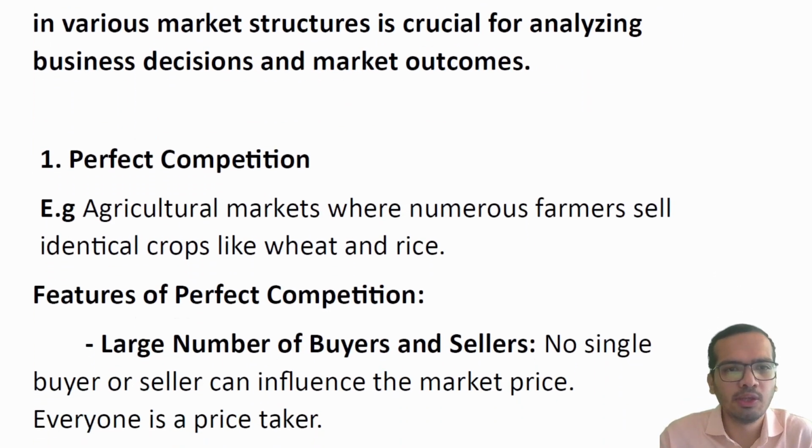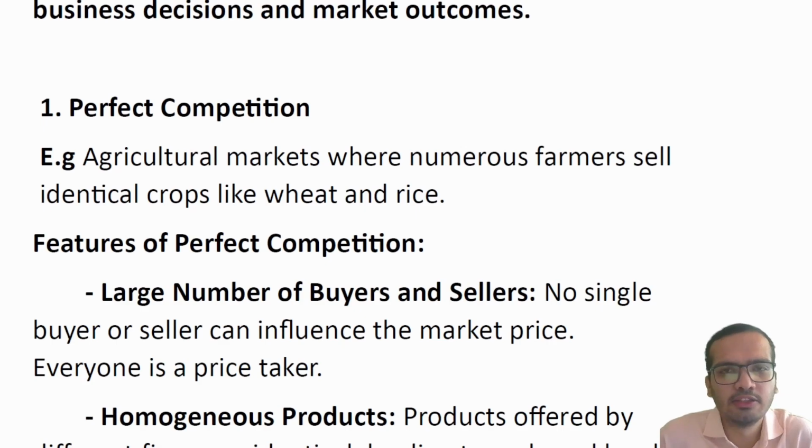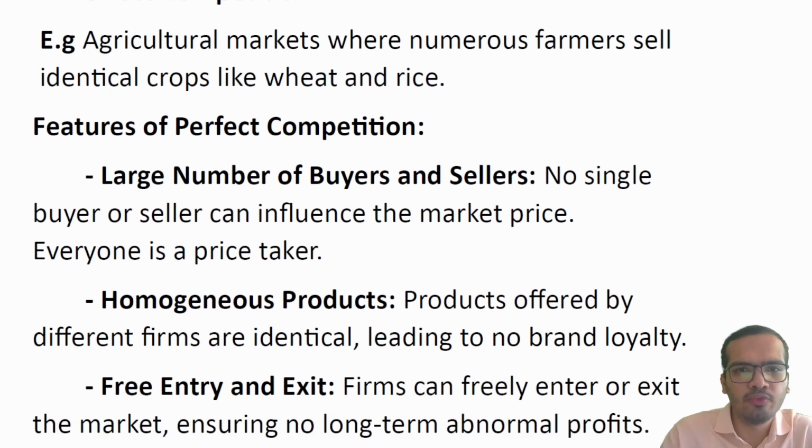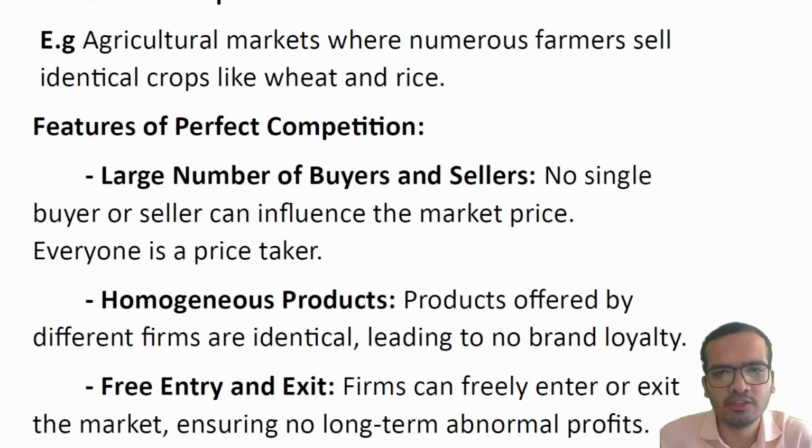So first comes perfect competition. An example could be the agriculture market, where numerous farmers sell identical crops like wheat or rice. Features of perfect competition: first, there are a large number of buyers and sellers, so no single buyer or seller can influence the market price. Everyone is a price taker, meaning they have to accept the price going in the market.